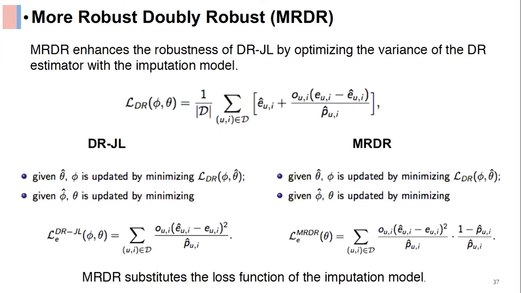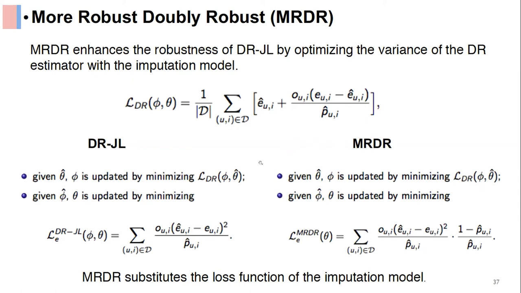Let's see the method of MRDR. MRDR enhances the robustness of the basic DR-JL by optimizing the variance of the DR estimator when training the imputation model. For ease of comparison, we recall the DR loss function. The left panel is the procedure of DR-JL, and the right panel is the algorithm of MRDR.